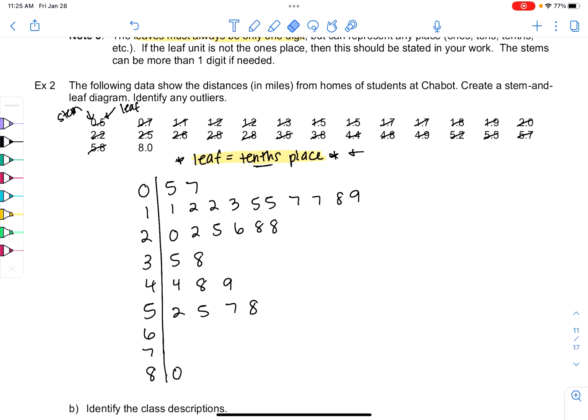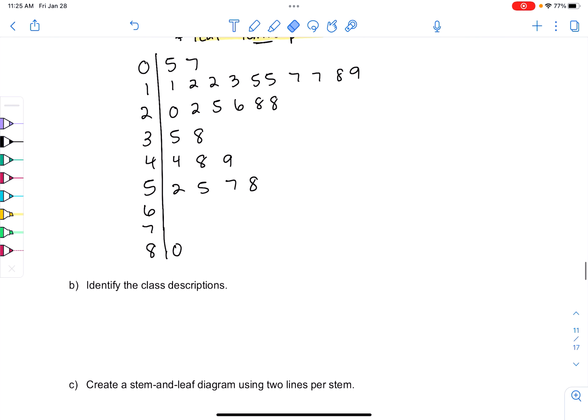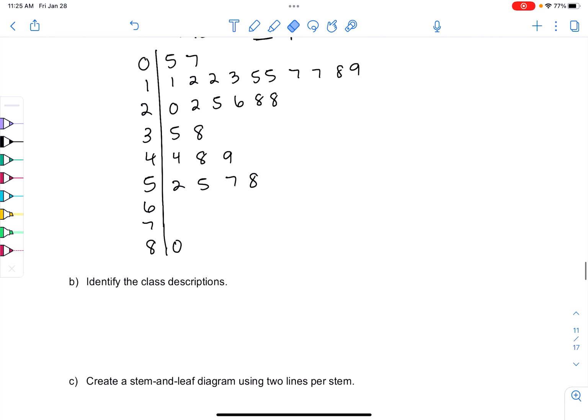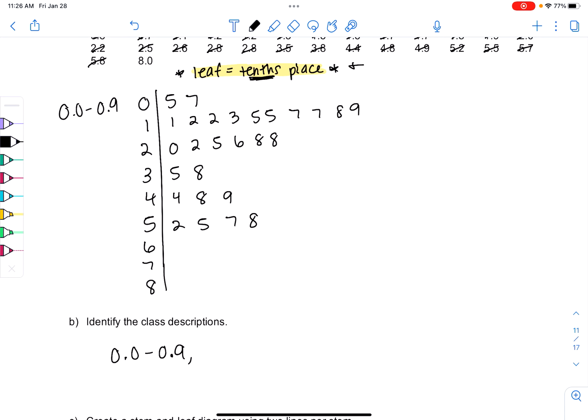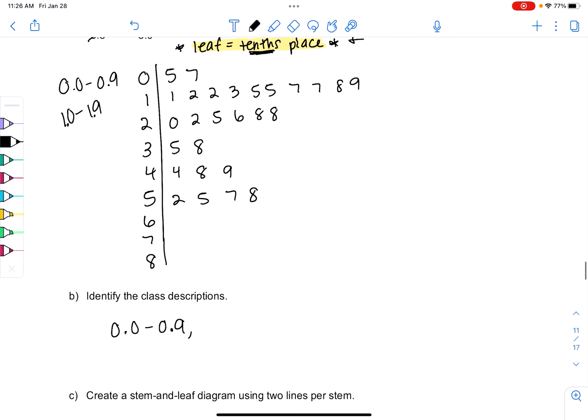All right, we're finishing up. So what are the class descriptions? How do we describe each row, right? The first row, remember, it's not 0 through 9. It's 0.0 through 0.9. Again, that's why it's important to read the little key. So the next row isn't, it's tempting to say 10 through 19 like last time, but again, it's tenths place, so it's 1.0 through 1.9.